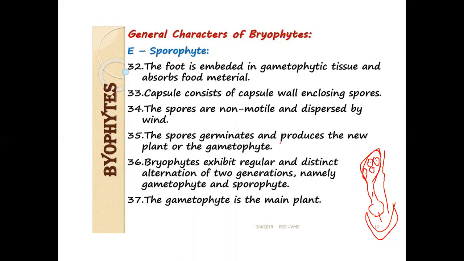So these spores are non-motile. They are just round structures, which are dispersed through the wind. They are not motile. They cannot move on their own. So when these spores are released from the capsule, each spore will fall on the ground or whatever the substratum is, and they will germinate and develop into a new plant which is called the gametophyte again.